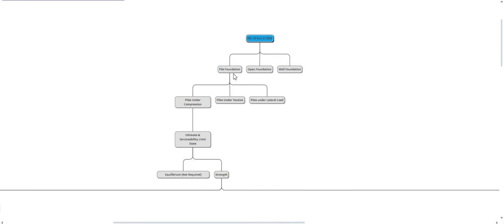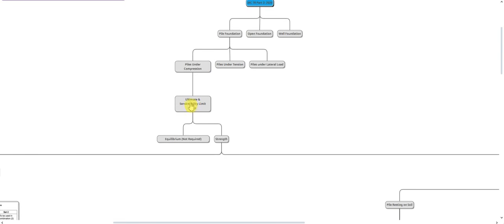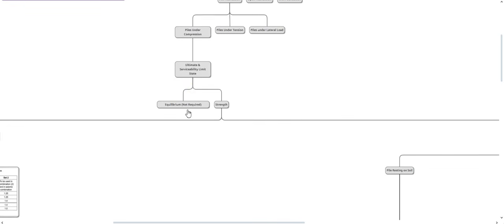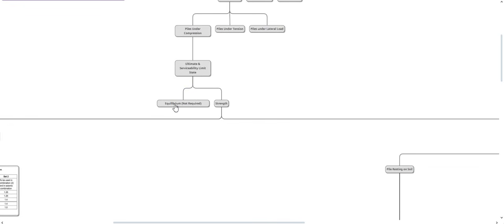So today we'll be covering the pile foundation. A pile foundation has to be designed under three conditions, that is piles under compression, under tension and under lateral load. So moving on, next are the ultimate limit state and the serviceability limit state. These are the two limit states that we need to cater for in the design of piles under the limit state methodology. Check for equilibrium for piles is generally not required.